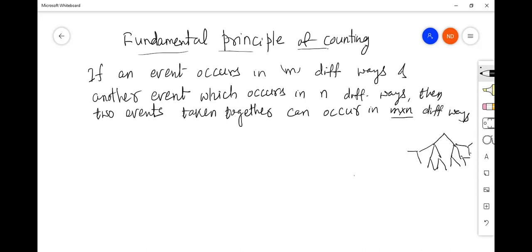Okay, so if an event occurs in m different ways and corresponding to this event, another event which occurs in n different ways, then two events taken together can occur in m into n different ways.